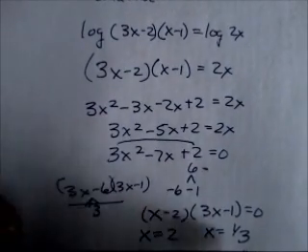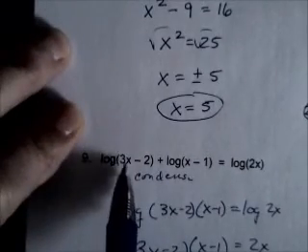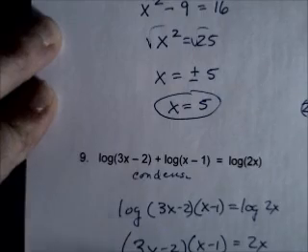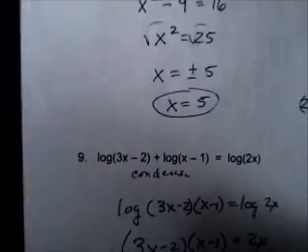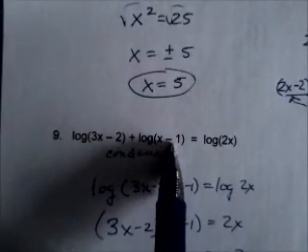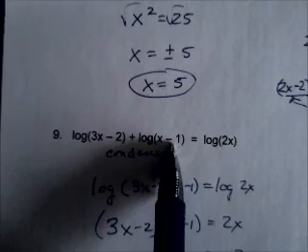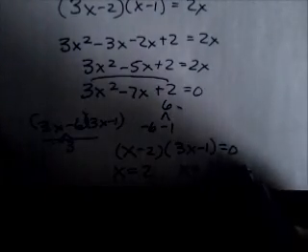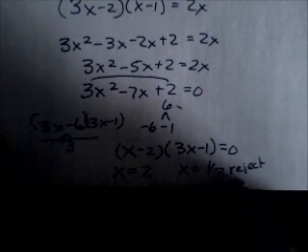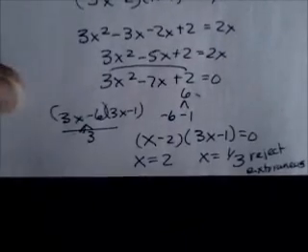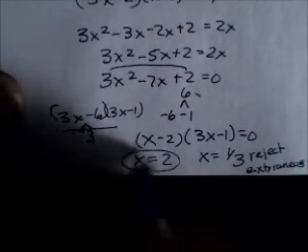Let's check back to the original. If I put 2 in for x, that's 6 minus 2 is 4. That's positive. 2 minus 1 is 1. That's okay. But 1/3, our other value: if we put in 1/3, subtract 1, that's going to give us a negative 2/3. So we have to reject 1/3 as extraneous. And our answer here is 2.